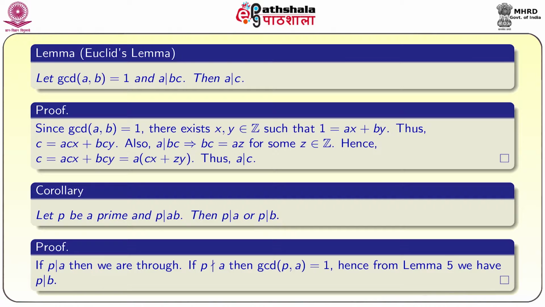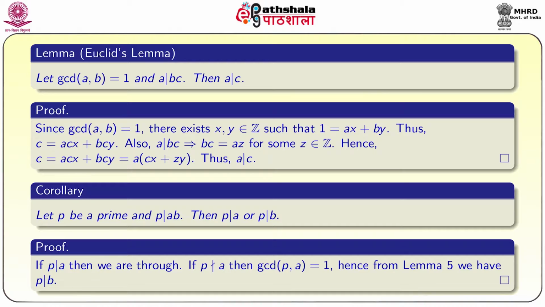So, how to prove? Since GCD of a comma b equal to 1, then by Bezout's identity there exist x comma y such that 1 is equal to ax plus by. Thus, if you multiply both sides by c, you will get c is equal to acx plus bcy. Also, in the hypothesis it is given that a divides bc. So, bc equal to az for some z belonging to Z, that is, an integer.